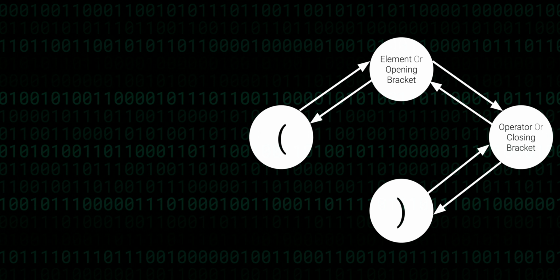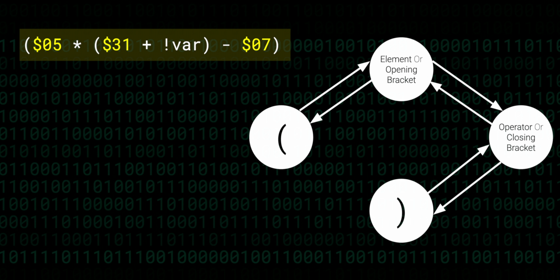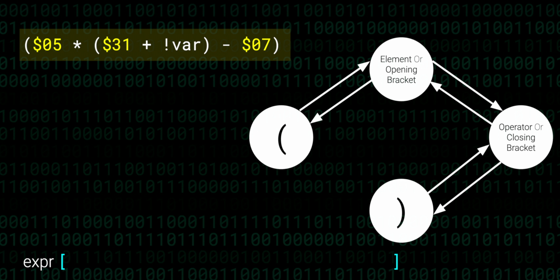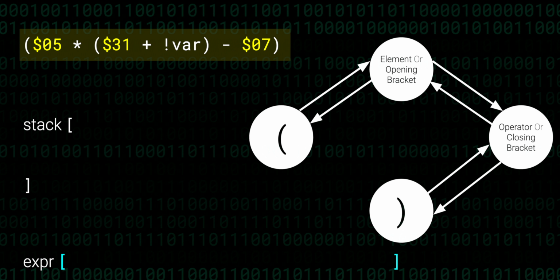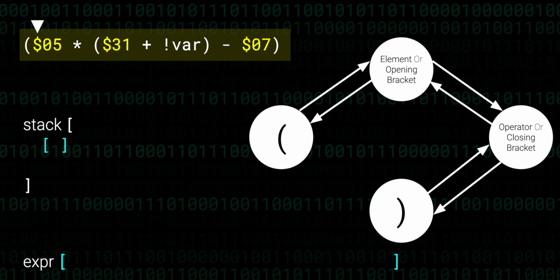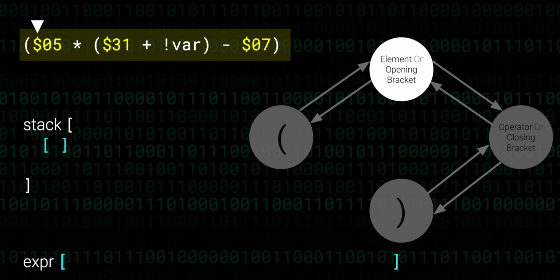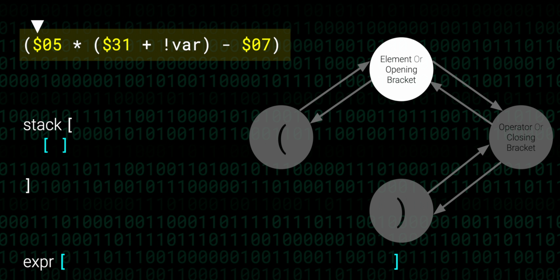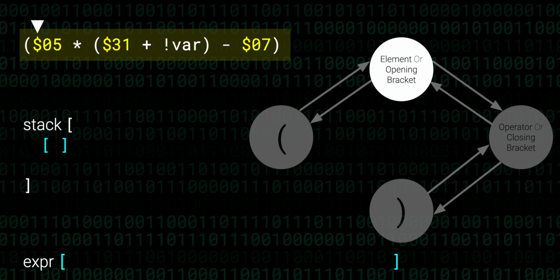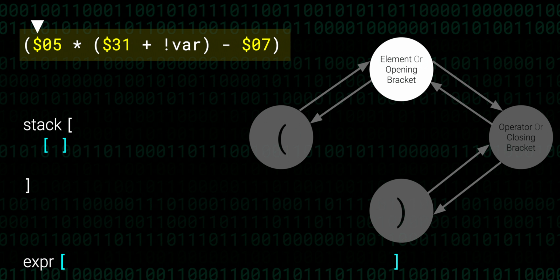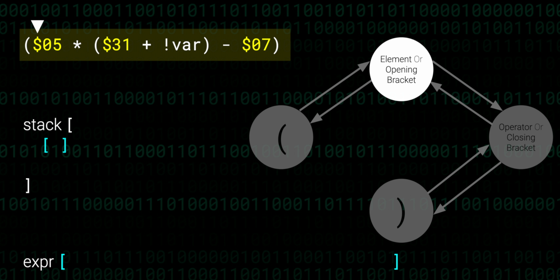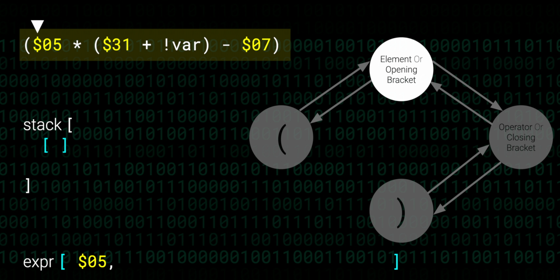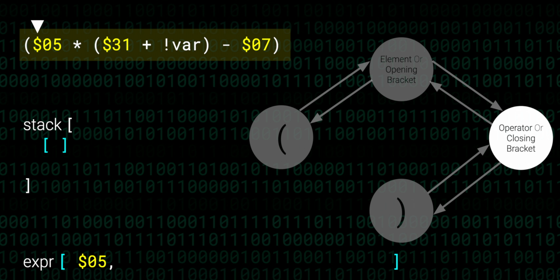Okay, so in addition to the state transitions themselves, just like before, we're going to have an expr array to store the results of this expression. This time, however, we're also going to have a stack, and that's going to hold a reference to the expr array. When we start out, we're in the descriptively named element or opening bracket state. In this state, just like in the expect element state from the last episode, we're trying to pass either a hex literal, a variable, or another bracketed expression. Here we find a hex literal, so we can push that result into the array at the top of the stack, which in this case is just the expr array, and move to the operator or closing bracket state.